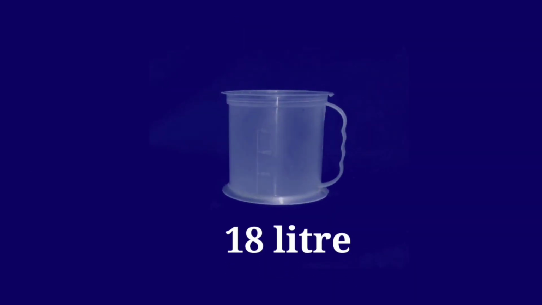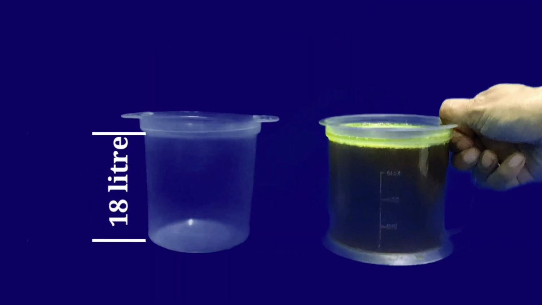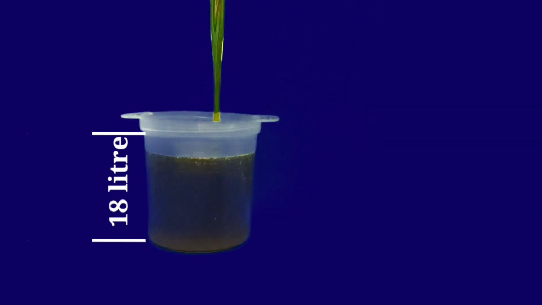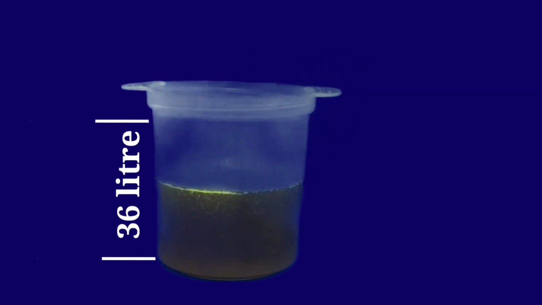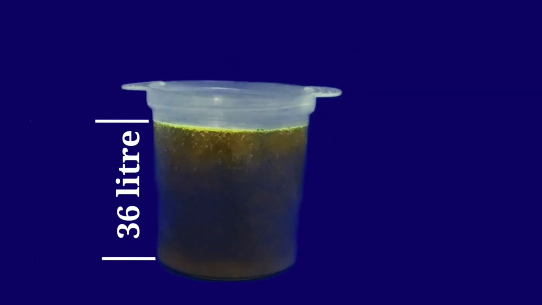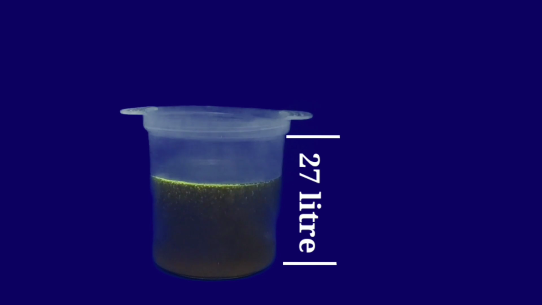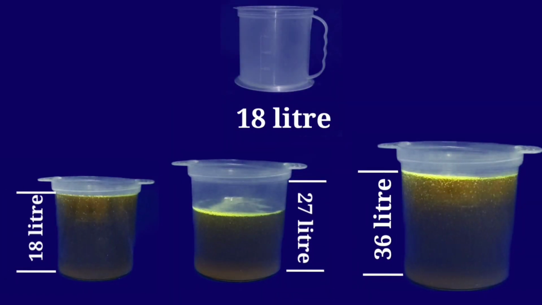So first of all, we assume that the required measuring vessel is the one of 18 liter capacity. Now students, with this measuring can, we can measure the oil of 18 liter container completely in 1 turn and oil of 36 liter container in 1 and 2 turns completely. But students, oil of 27 liter container cannot be measured completely with this vessel. Therefore, a measuring vessel of 18 liter capacity is not the required measuring vessel.